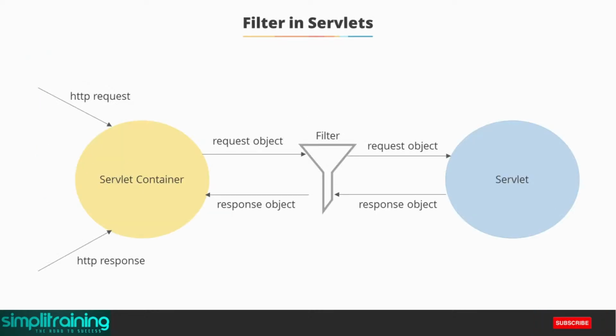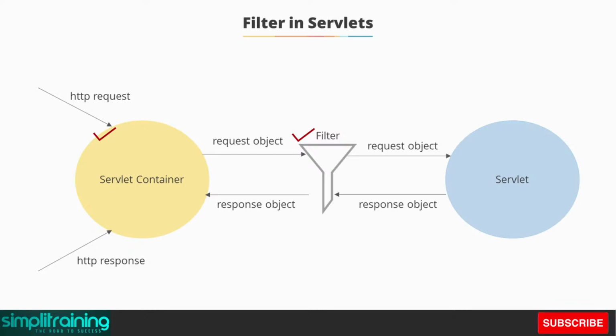So here you see the initial HTTP request hitting the servlet container. The request object is created, and before it reaches the servlet that exists inside the servlet container, the filter can be configured to execute. So the filter executes and then passes the request object to the servlet. This is called the pre-processing stage of the filter.